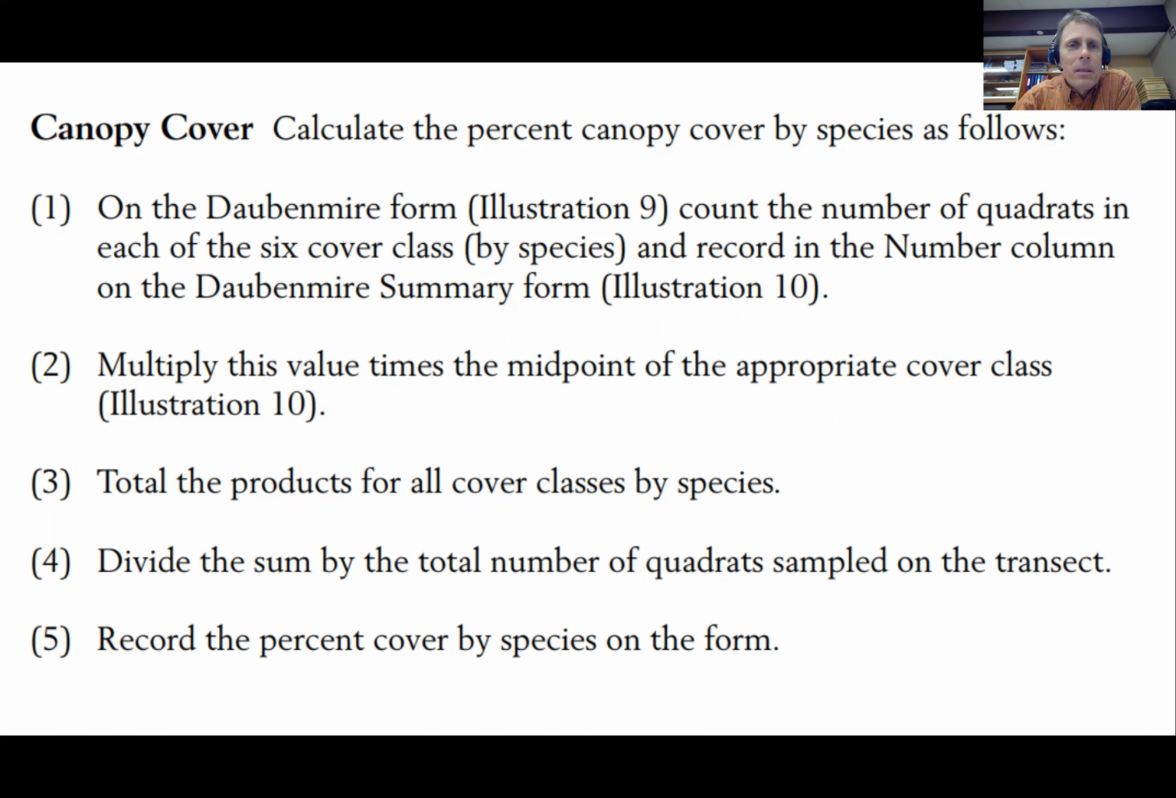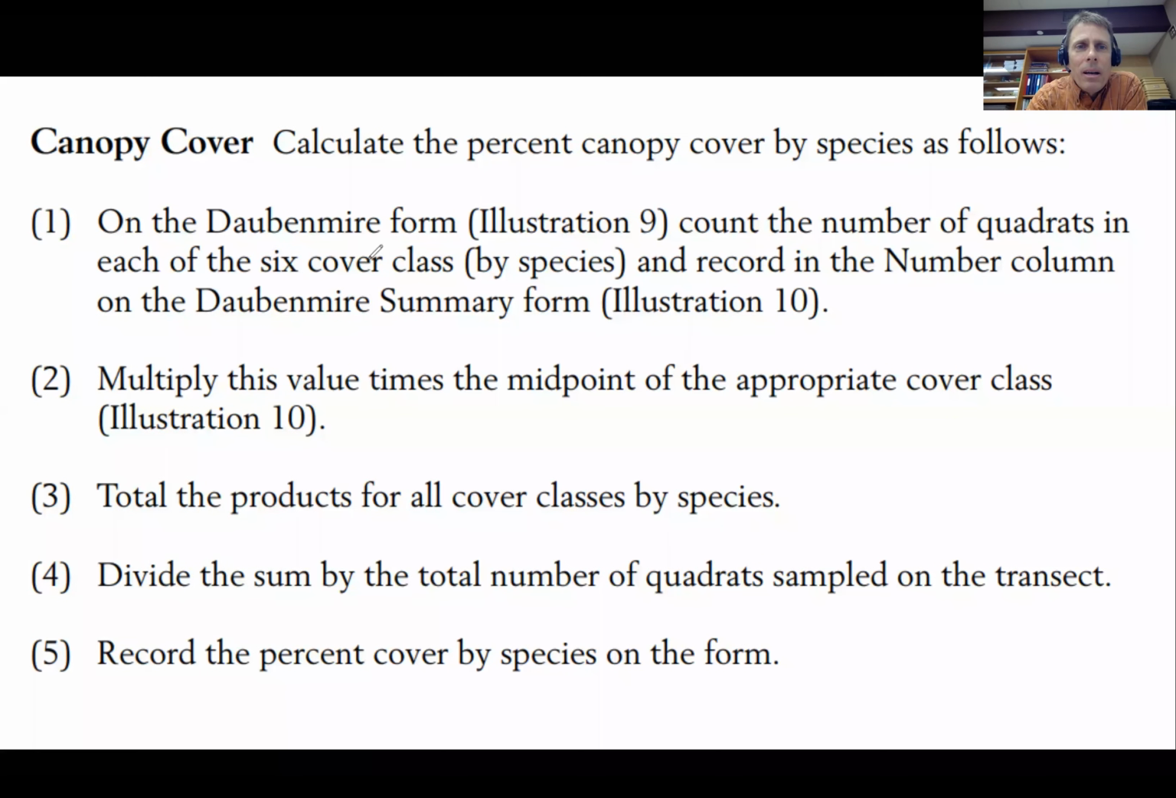I'm going to give you some examples here in a second, so I'm not going to spend too much time going through all of this. But here we can see that we have to tally up all of the frames that had some of the species present, categorized by the cover classes. Then we're going to take the value from our tallying and multiply that by the midpoint of the appropriate cover class. So it kind of gives us the average for that particular cover coverage. Then we're going to add up all the products.